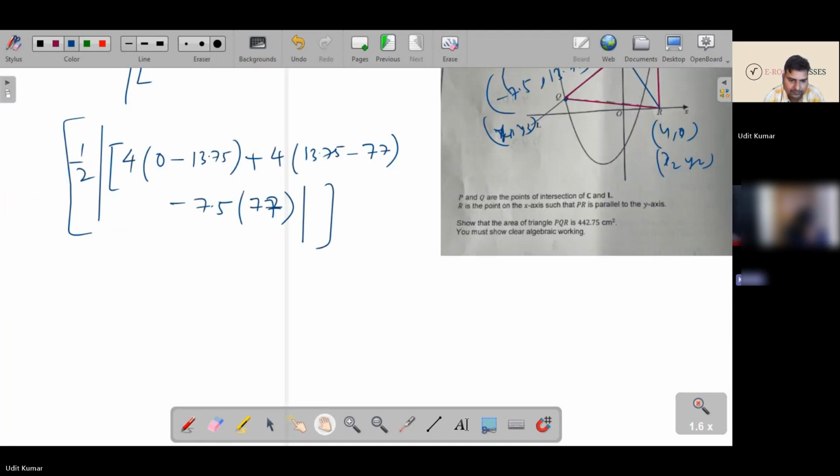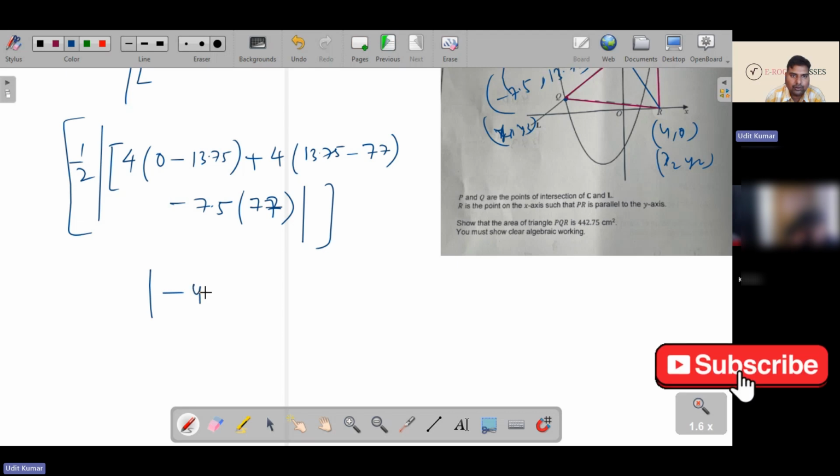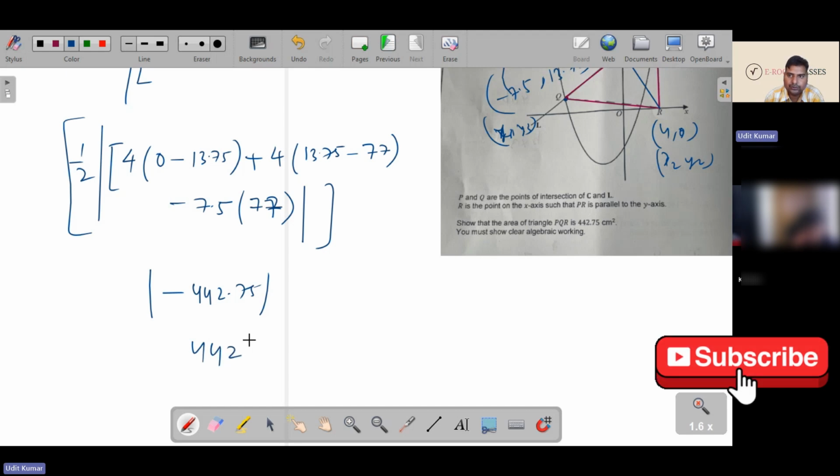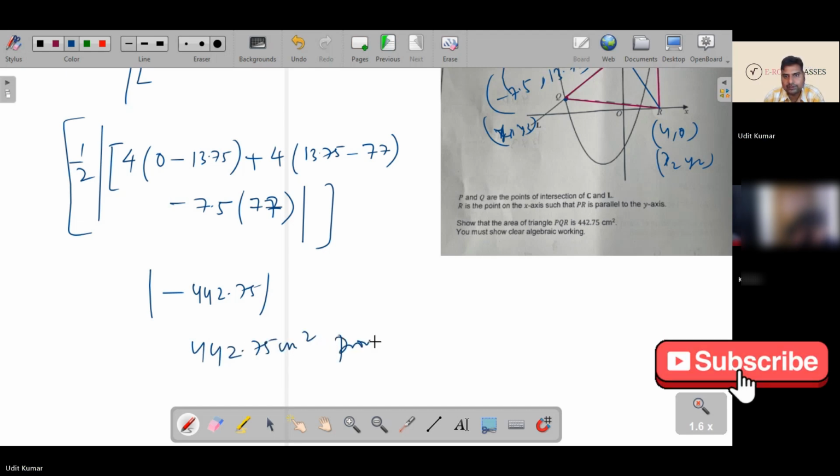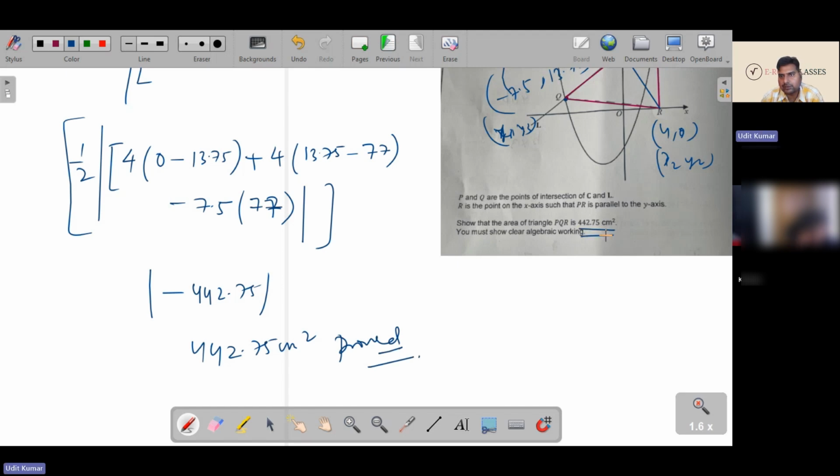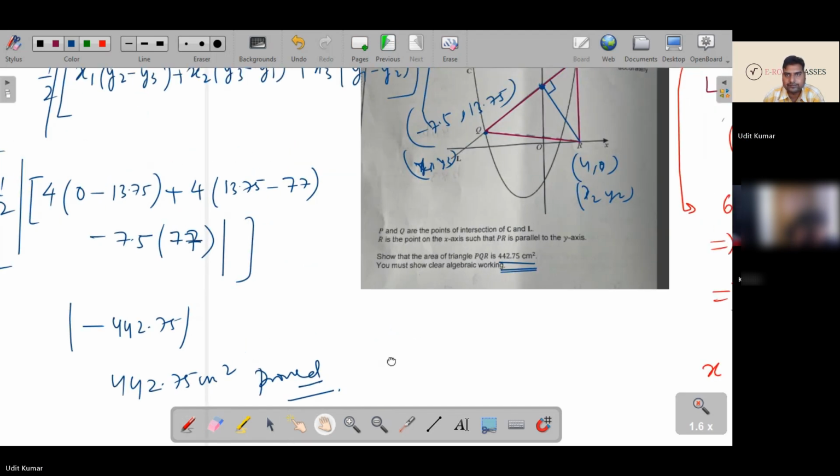Solve it. I think it's minus 442.75. You're getting minus 442.75 because this is in modulus, as I told you, so 442.75 centimeters squared. Proved. This is what you have to prove.